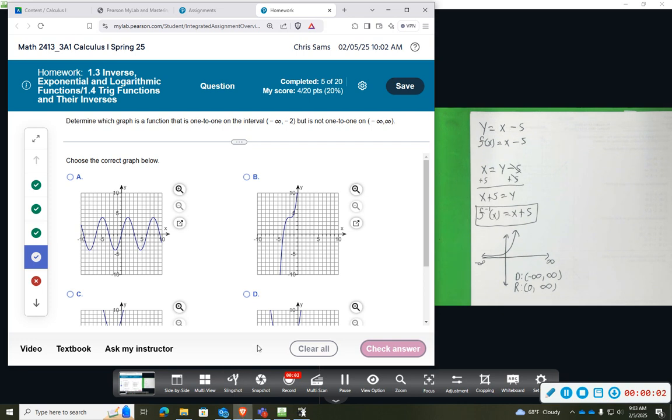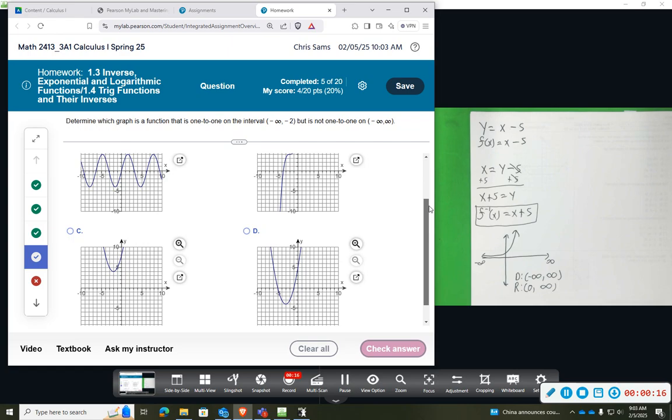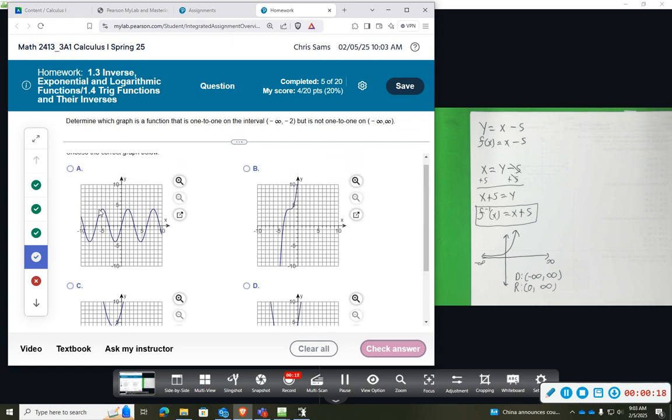All right, question number 4. We want to determine the graph of a function that is 1 to 1 on the interval negative infinity to negative 2, but is not on the whole domain, negative infinity to positive infinity. So as I'm looking negative infinity to about 2, this is not 1 to 1. It will fail the horizontal line test.